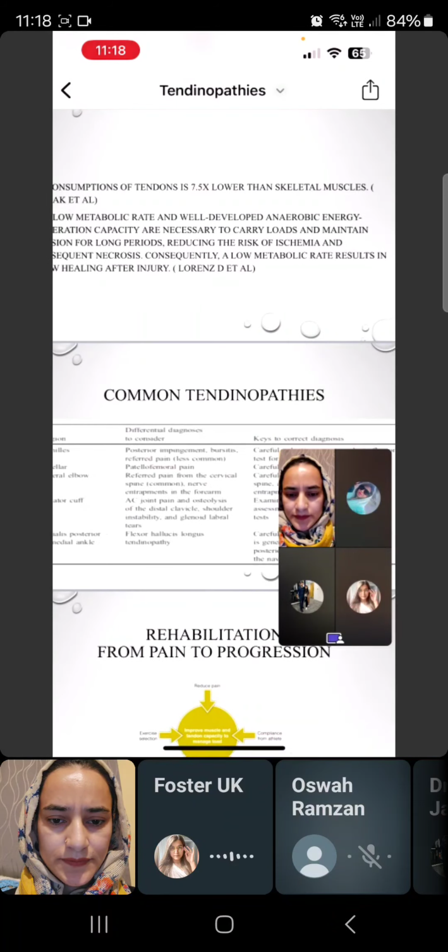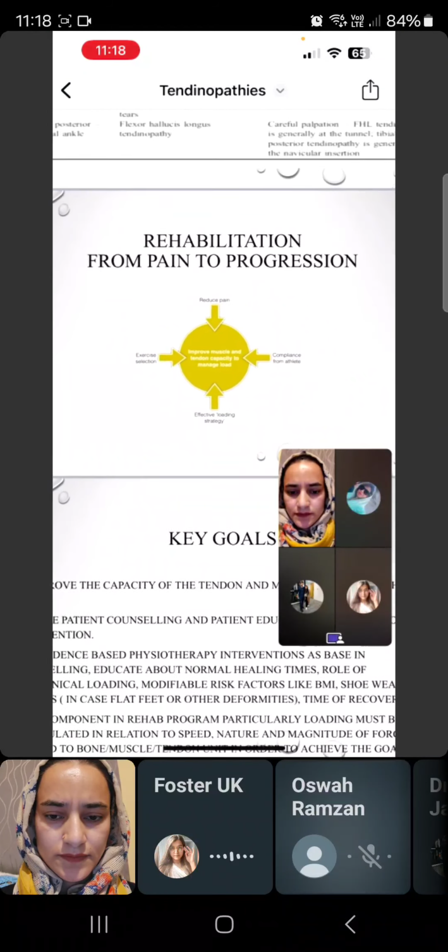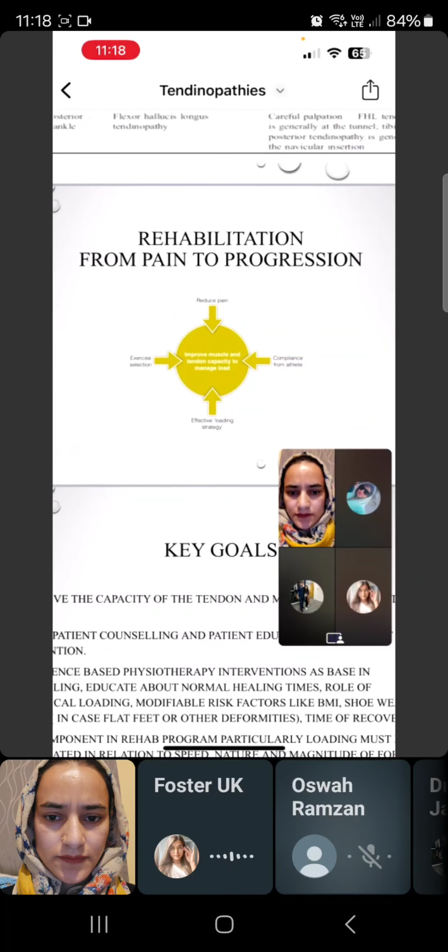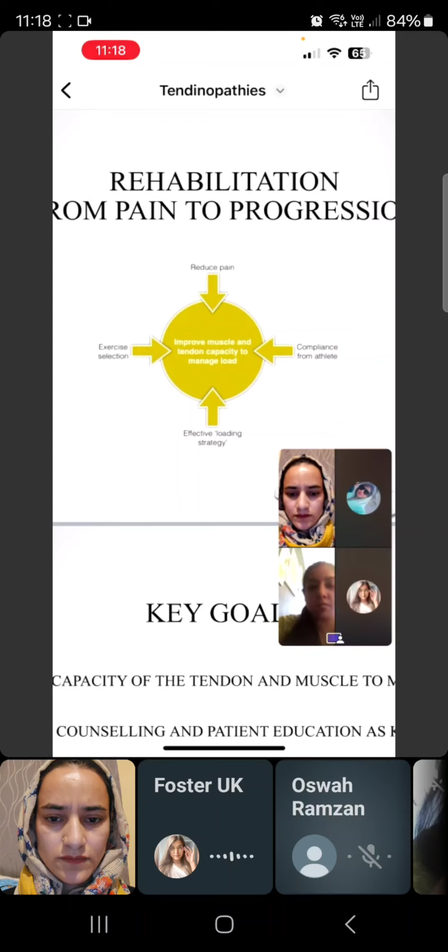So main principles. When we're talking about rehabilitation, our main goal is from pain to progression. So how are we moving from pain symptoms to progressing? Improve muscle and tendon capacity to manage load. Our main goal is that we want our tendon to be able to manage the loads that are posed on it. So our first goal would be to reduce pain, but the compliance of the patient is very important. Then effective load strategy and what exercise you select is important.